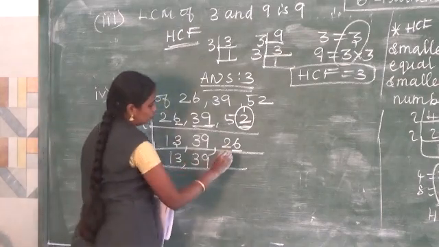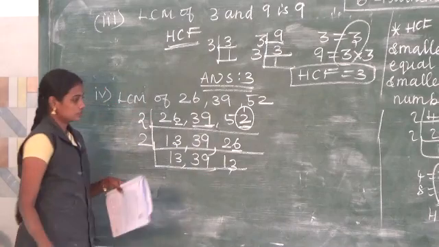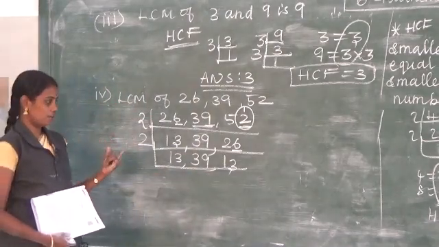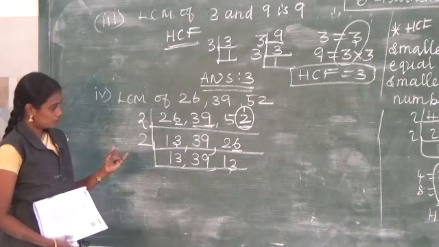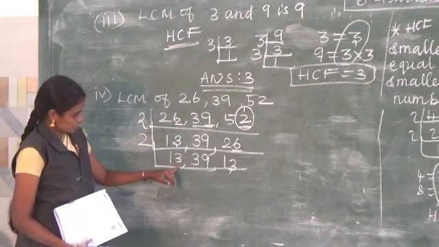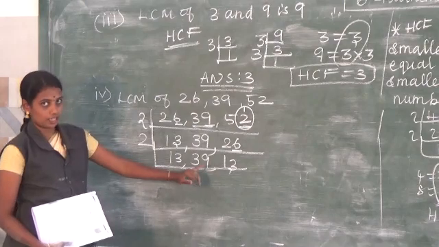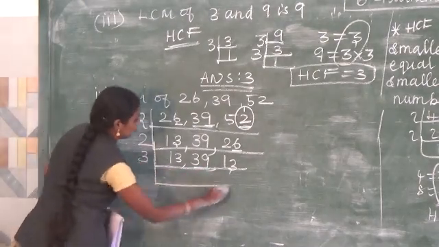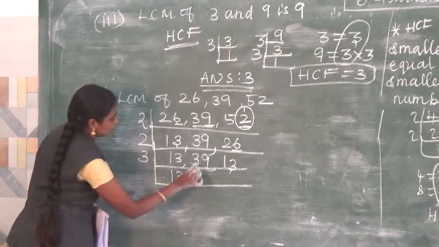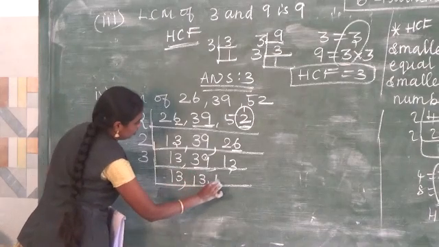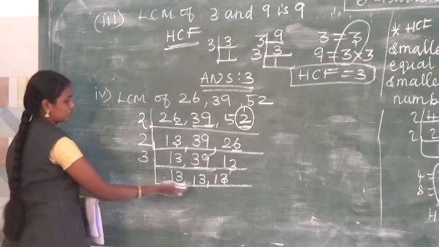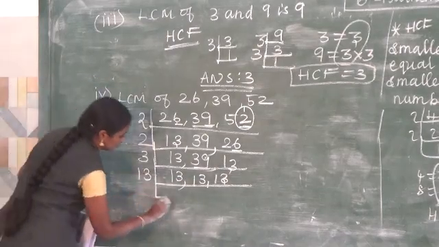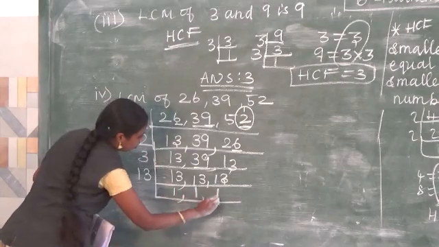39 is 1, 3. Now there is no number ending with an even number, so you cannot follow the 2 table. Can we follow the 3 table? Just look at that: 1 plus 3 is 4, 3 plus 9 is 12. 12 will come in the 3 table, so for this I can follow the 3 table. Remaining numbers write as it is: 13, 13, 13. Now everything is 13. We know that 13 is a prime number, so 13 table gives 1, 1, 1.